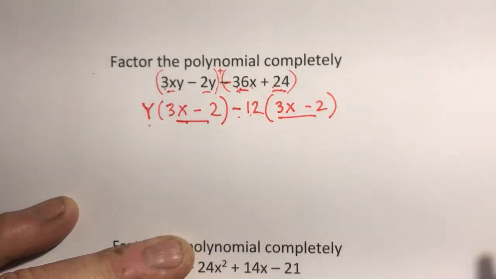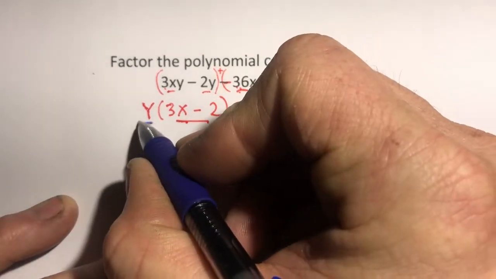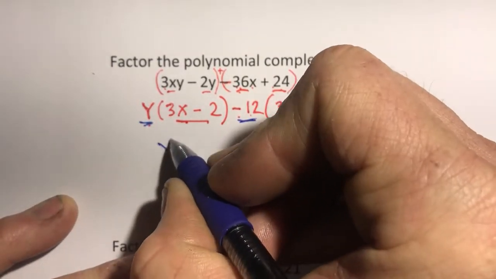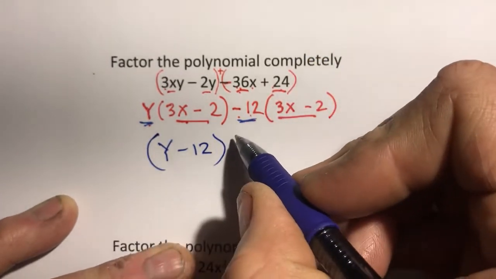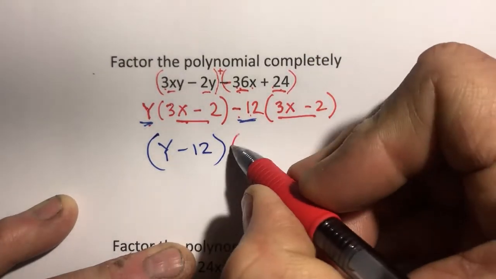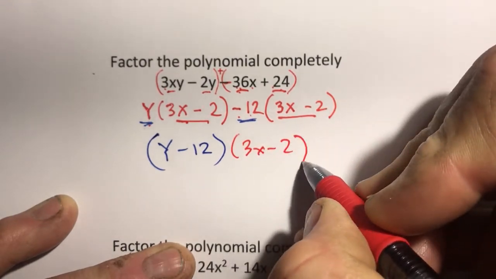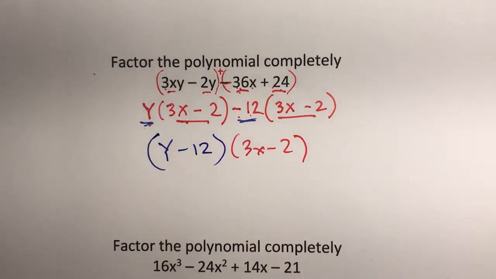So I could take the y and the negative 12, and I can put them together, because both of those are multiplied to this 3x minus 2. And that's my factor completely right there.